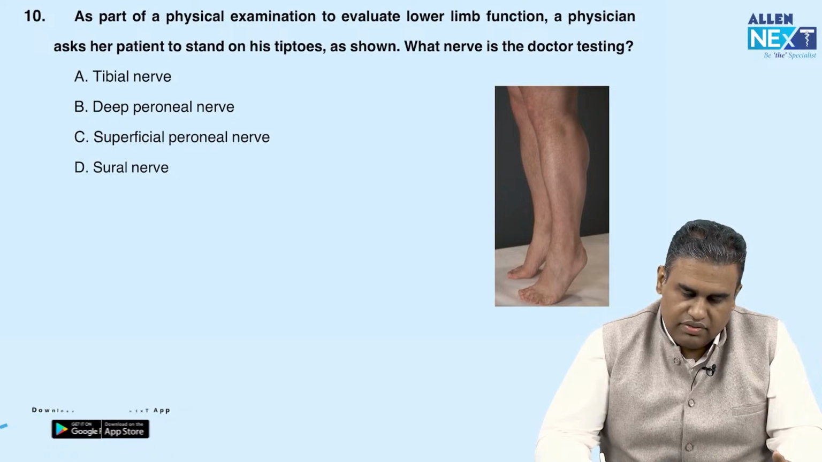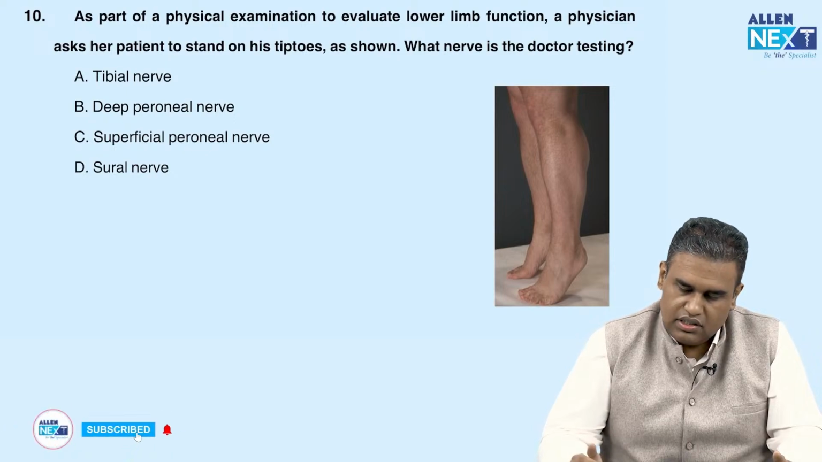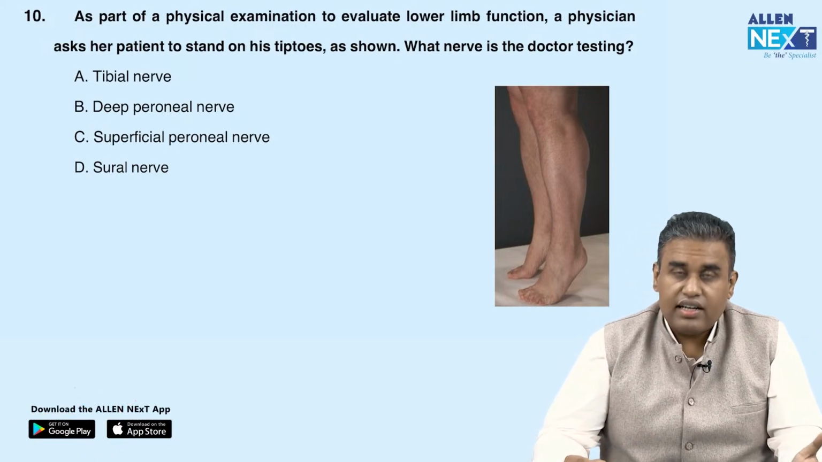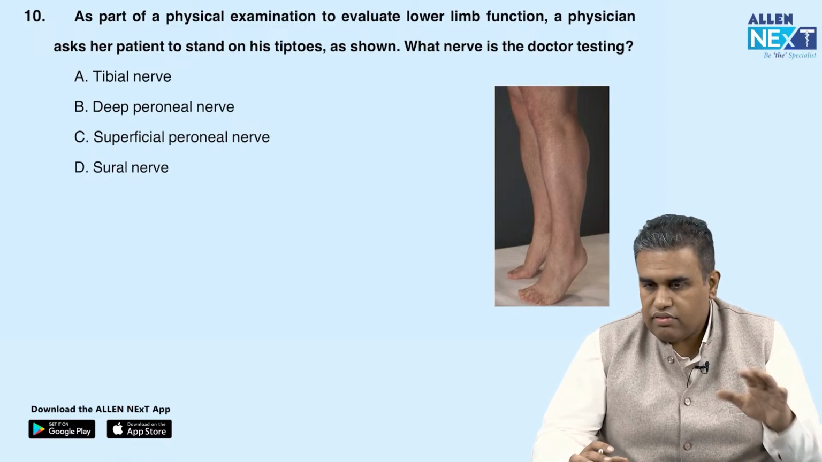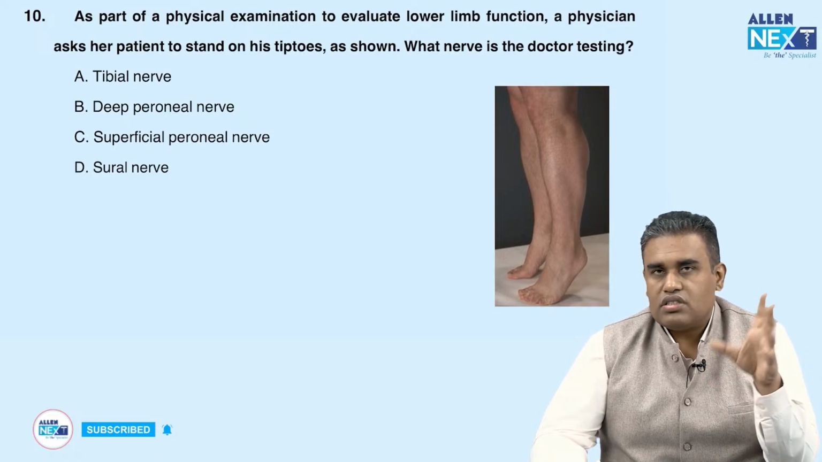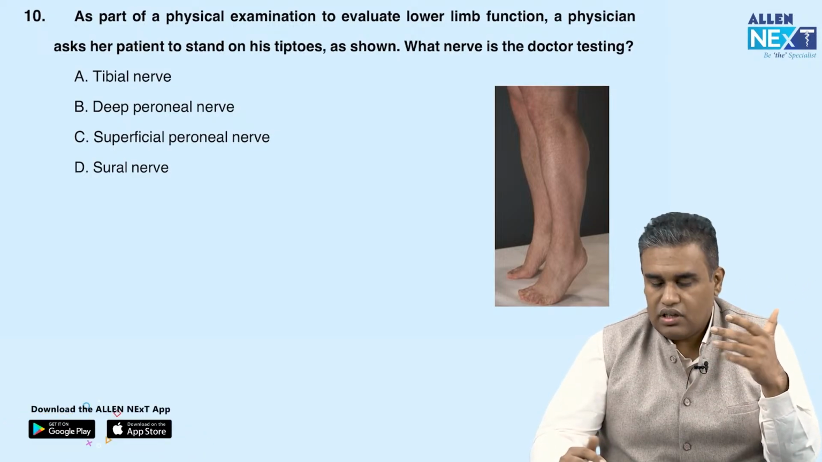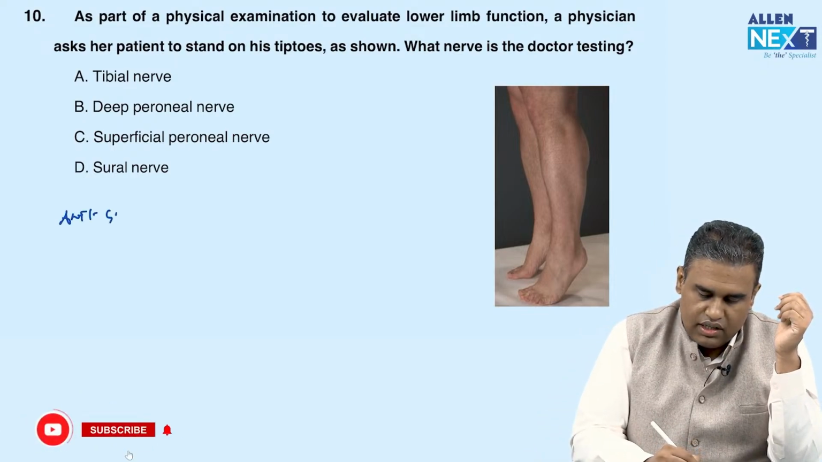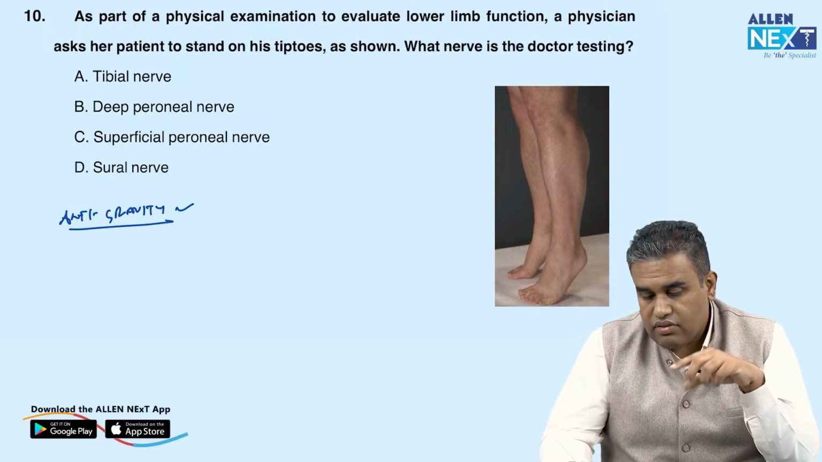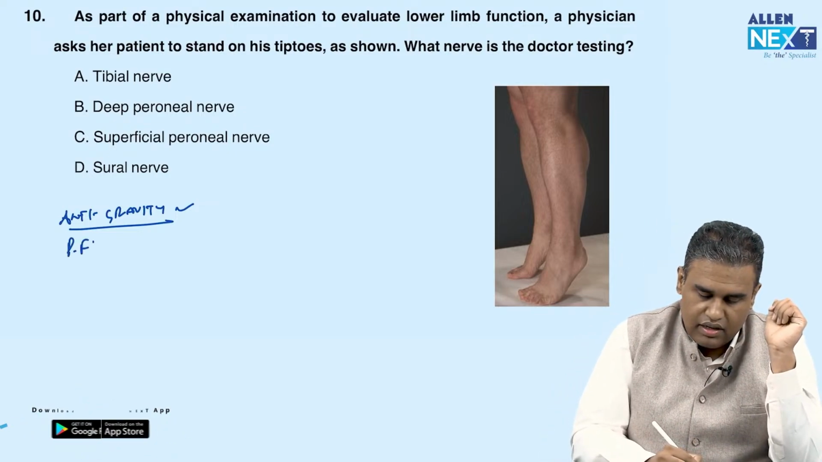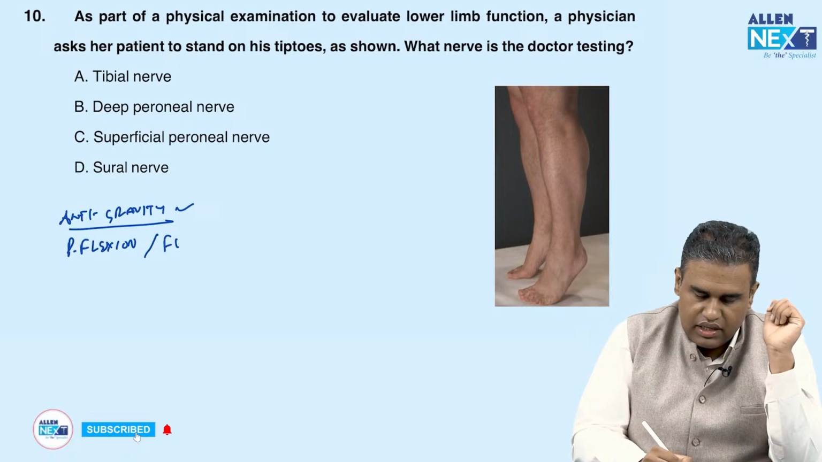See the next one. As part of the physical examination, a physician asks the patient to stand on the toes. What nerve is the doctor testing? Be totally calm and relaxed, and think in a very logical manner. When you are standing on the toes, you are lifting your weight against gravity. So basically, it's an anti-gravity movement, yes or no? The more the weight, the more power is needed, right? And look at which joint is moving. It is the ankle joint that is moving. What is the movement? It's a plantar flexion of the ankle, or simply flexion of the ankle.